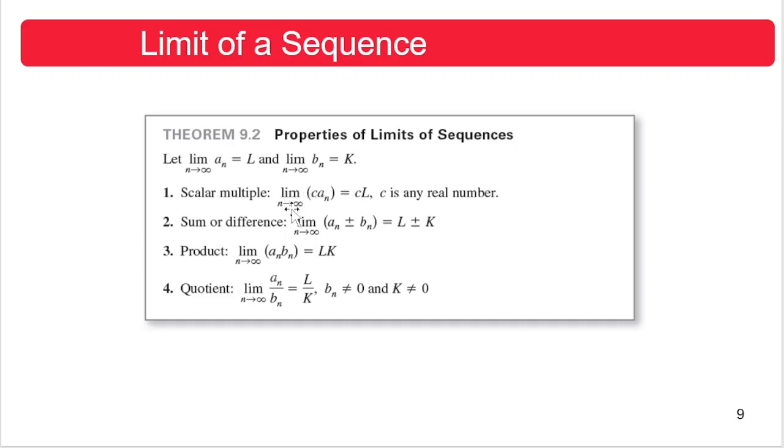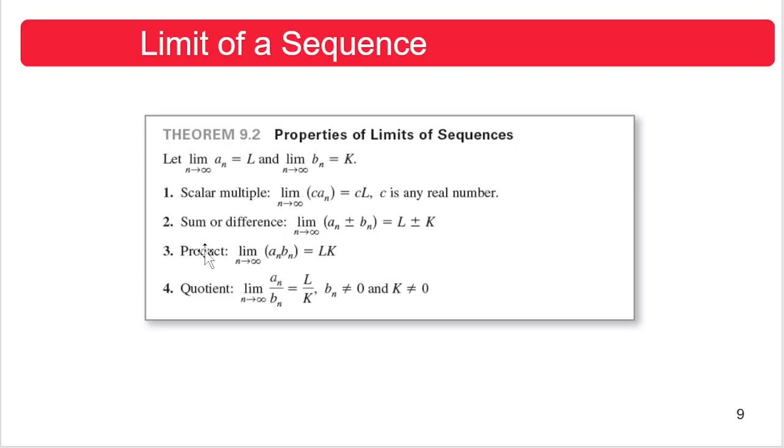Actually, you can distribute the limit sign to each of these factors, for the constant and for the n-th term of the sequence, which is a sub n. So you can write this as the limit of c as n approaches infinity times the limit of a sub n as n approaches infinity. But since we know that the limit of the constant is always the constant, and the limit of a sub n is given in this theorem as L, the limit of the product is equal to cL.